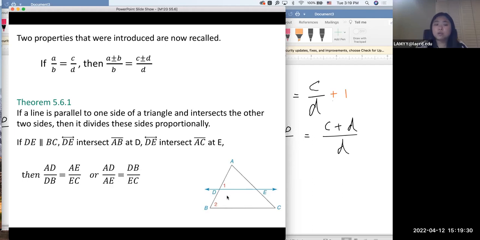Or you could write AD over AE equals DB over EC. Either way: AD over DB equals AE over EC, or compare these two over these two.